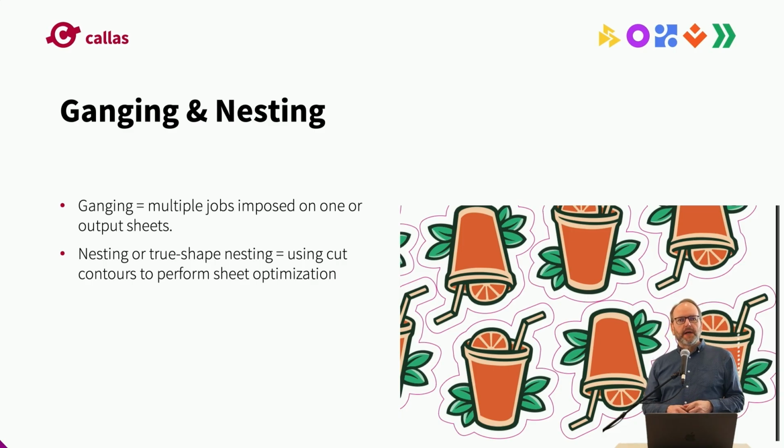One more feature that is for OEMs, and this is about ganging and nesting. Just so that we all understand what we're talking about here, ganging, at least by my definition, different people use different terminology, but we're talking about having one or more PDF files that need to be imposed on the same sheet or on the same roll. And we're talking about things like nesting or true shape nesting, where a cut contour is used to optimize the sheet usage.